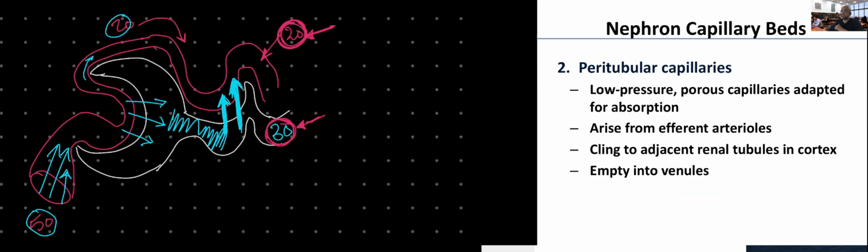So again, what we are discussing right now are the characteristics of the peritubular capillaries. We mentioned that they are porous capillaries. They are adapted for absorption. And in order for the absorption to take place, I need to have a low pressure. What allows me to have this low pressure in my peritubular capillaries is that they are arising from my efferent arteriole.